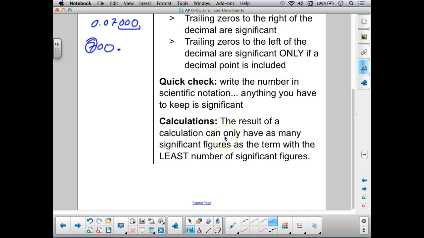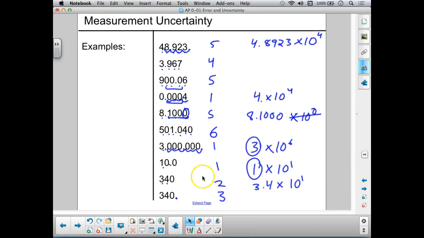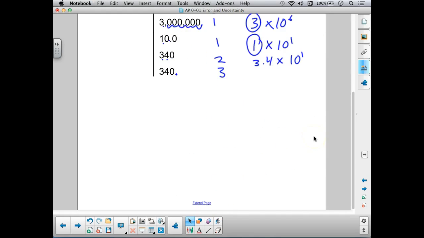And calculations, this is kind of the last thing that I want to cover. The result of a calculation can only have as many significant figures as the term with the least number of significant figures. And the phrase that comes to mind when I do this is a weakest link. Right? You've heard the chain is only as good as the weakest link. Whatever is your least significant value in the whole calculation, that determines the number of significant figures in the answer. Let me give you an example. Let's take our top value here, 48,923, which has 5 significant figures.